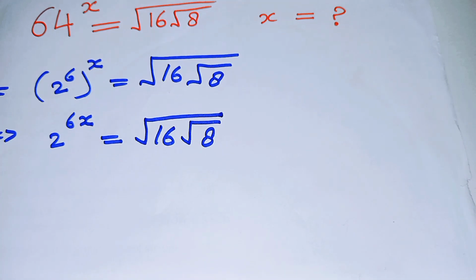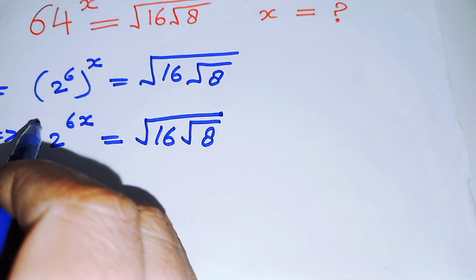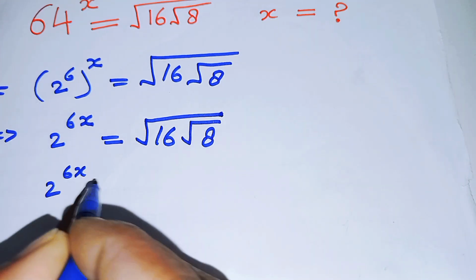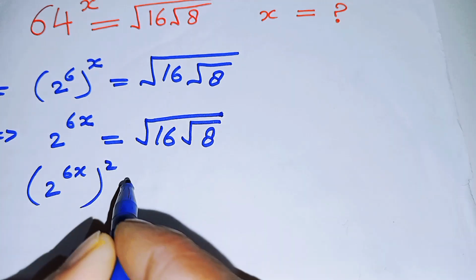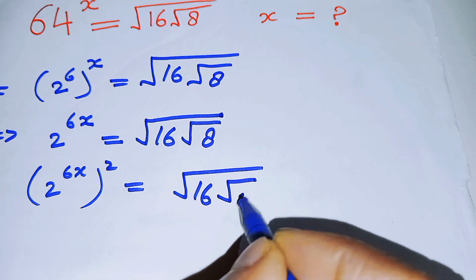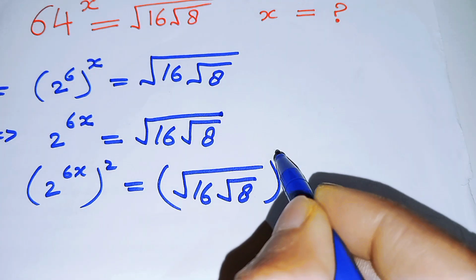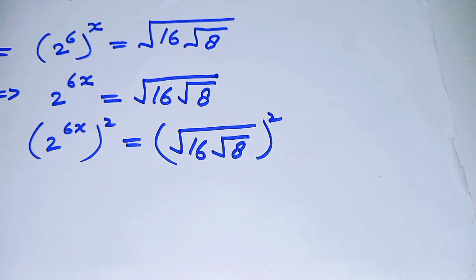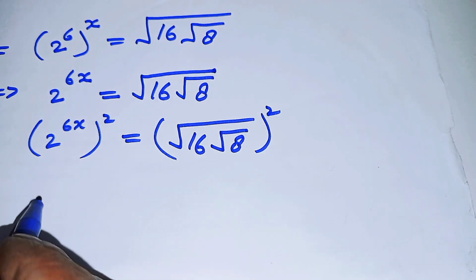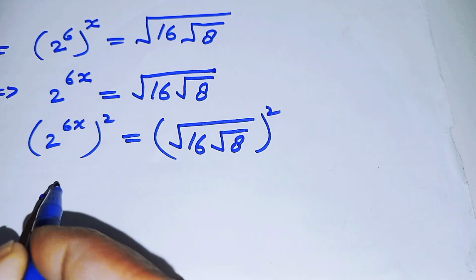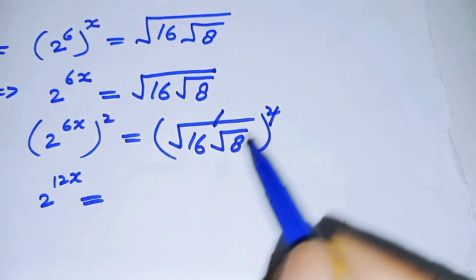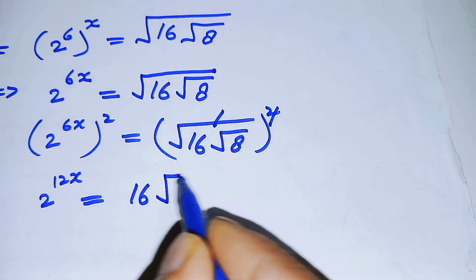Here we take the square on both sides, so we take 2 to the power of 6x, squared, is equal to the square root of 16 times the square root of 8, and the whole squared. Now we multiply these powers: 6 times 2 is 12x, and this square root cancels with this square, and remaining here 16 times the square root of 8.